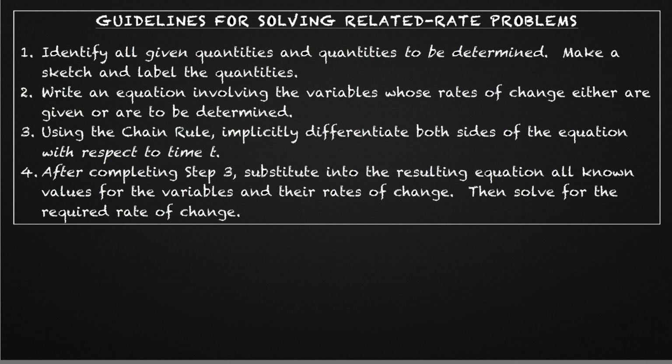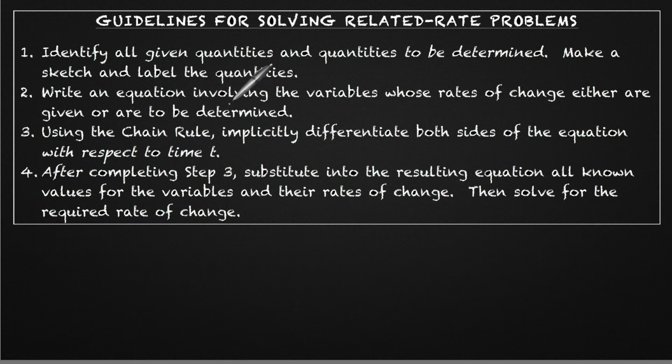Just like we had certain steps that we needed to follow for optimization, we're also going to give you some steps to follow for related rates. Number 1, identify all given quantities and quantities to be determined. Each problem will give you something. They'll give you either a radius or a height or the rate at a certain time or whatnot. Make a sketch and label the quantities.